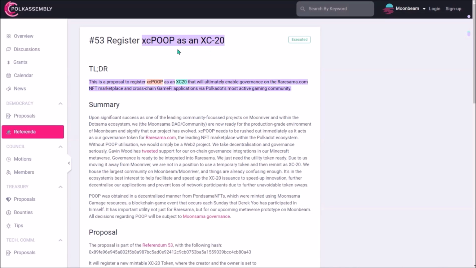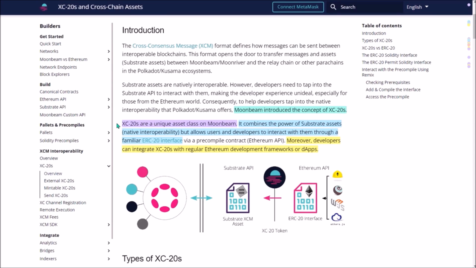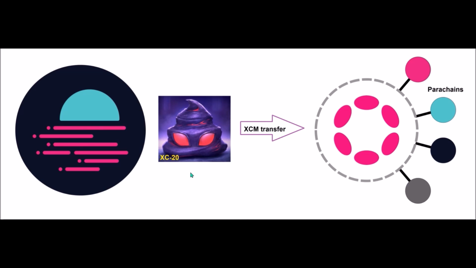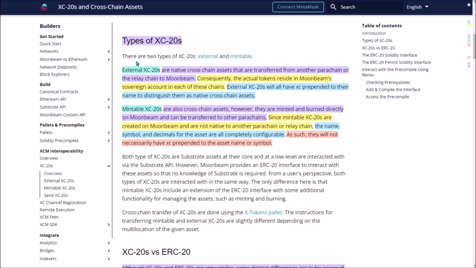So Poop is an XC20 token minted on Moonbeam. XC20 tokens are a unique asset class on Moonbeam, unique because the XC20 token standard combines the power of substrate assets, which are natively interoperable, and in addition it allows users to interact with XC20s through a familiar ERC20 interface such as MetaMask Wallet. And since Poop is an XC20 token minted directly on Moonbeam, it gives Poop many potential use cases and utilities across the whole Polkadot ecosystem and all substrate-based parachains, thanks to the utilization of Polkadot's cross-consensus messaging format. There are two types of XC20 tokens on Moonbeam, external and mintable.